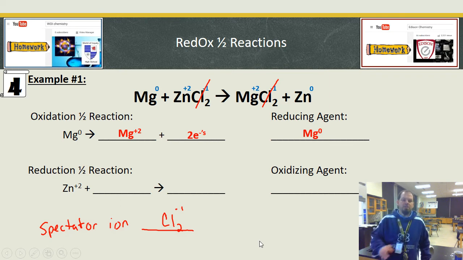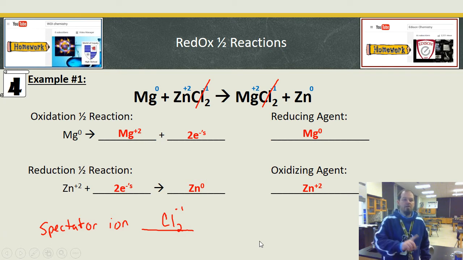Which one has my charge going down? And that's Zn +2 to Zn0. So I'm going to put the Zn0 in, and then what did I need to use? How many electrons did I have to gain to get from +2 to 0? I must have gained 2 electrons. Notice my electrons now equal, so I'm set. I don't have to balance this. And here's my oxidizing agent. It is the Zn +2.